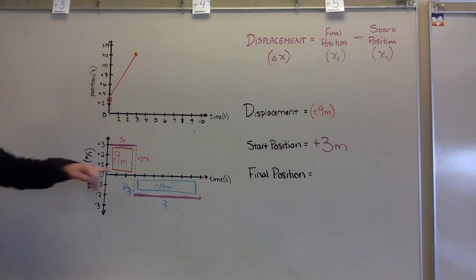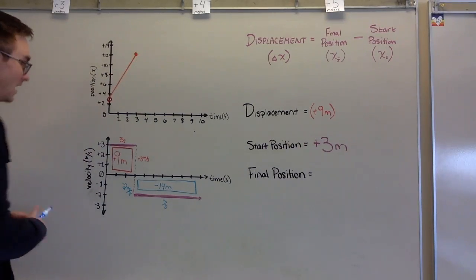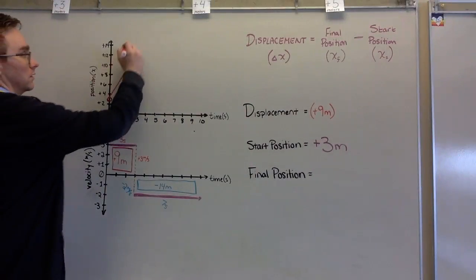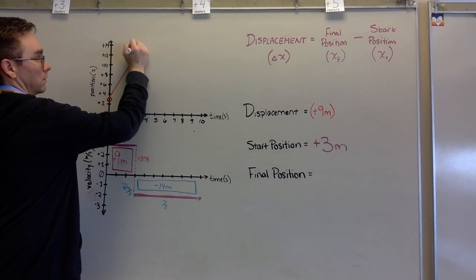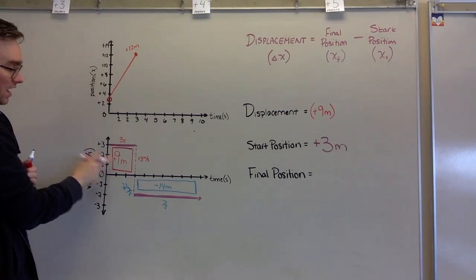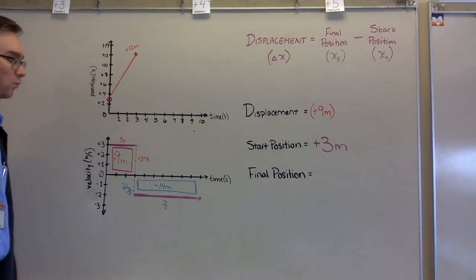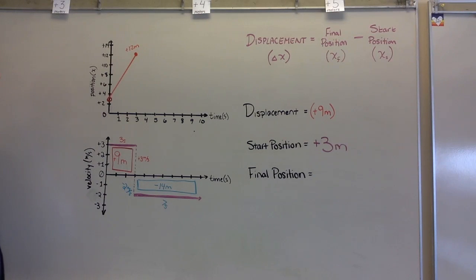So just for the second half of this, starting at 3 seconds, I'm at the positive 12 meter mark, because I did the starting 3 meters plus the 9 meters I moved in the positive direction. Now I'm going to be going negative 14 meters. All right.